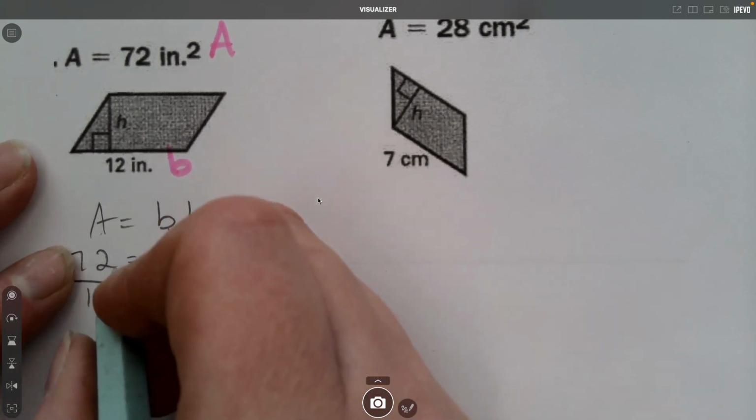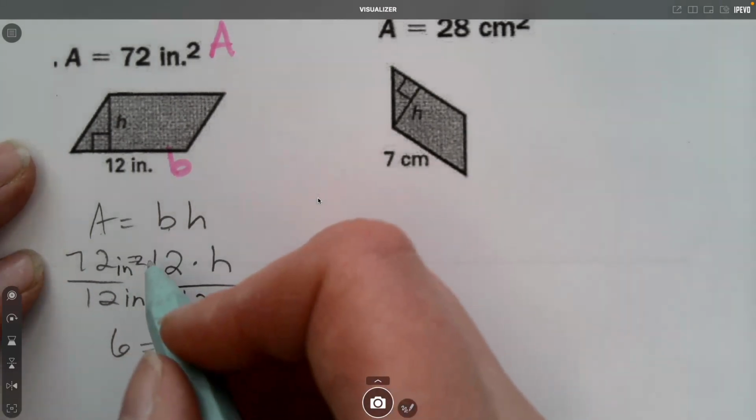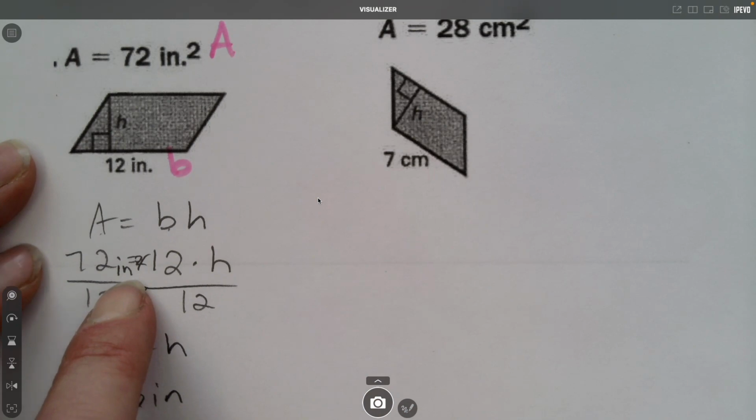And that's because if I think about this, I have inches squared and I'm dividing by inches. So inches squared divided by inches is going to leave just one factor of inches left over.